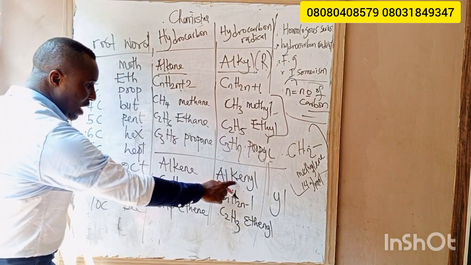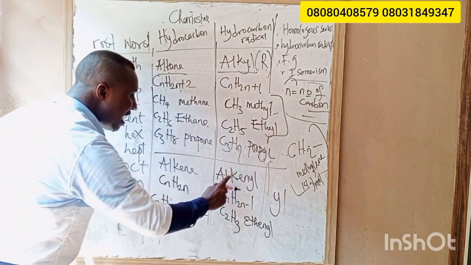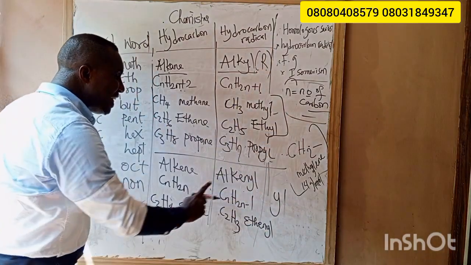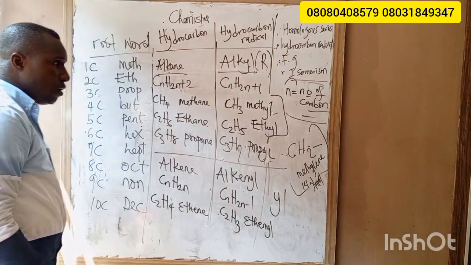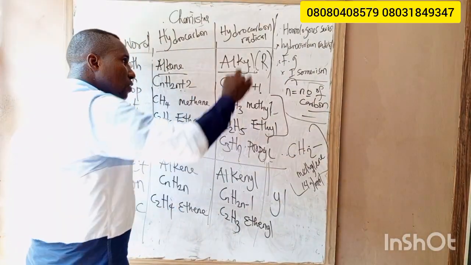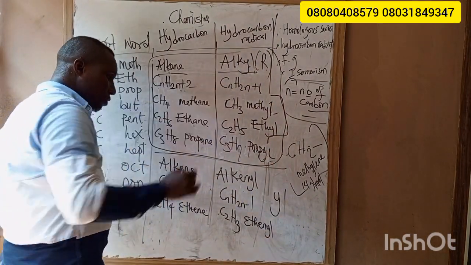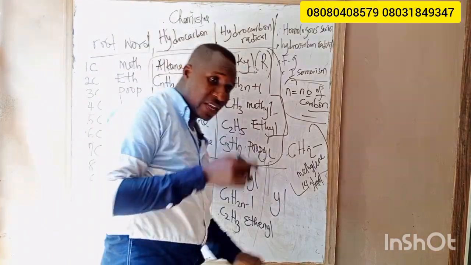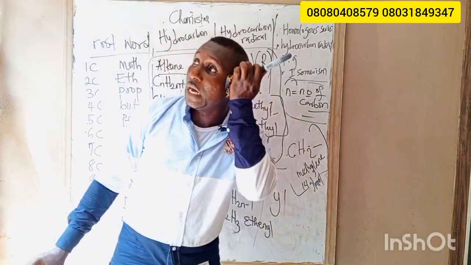Take note. We have alkene, ethylene. Take note of that. But in JAMB, they only talk on this. But know the meaning of hydrocarbon radicals. Just know it when you move toward 100 level.